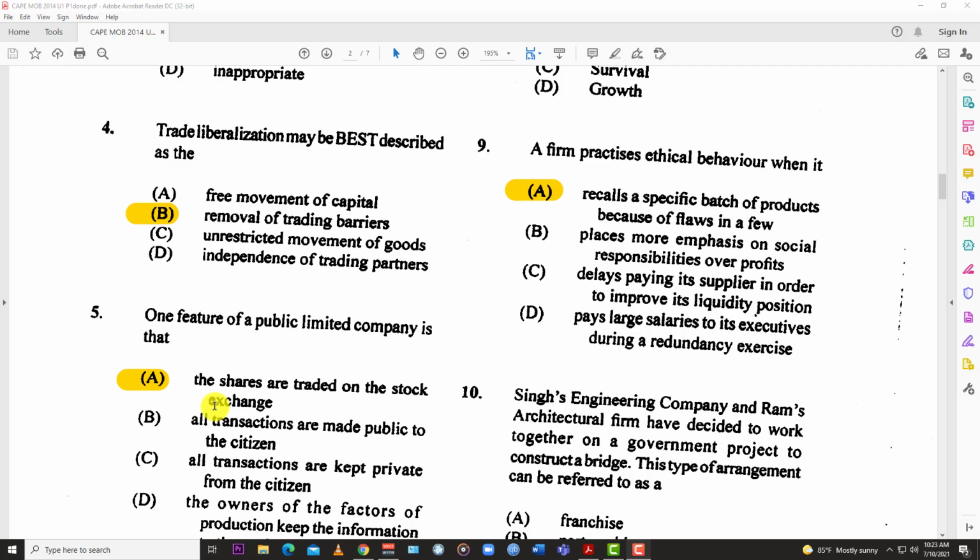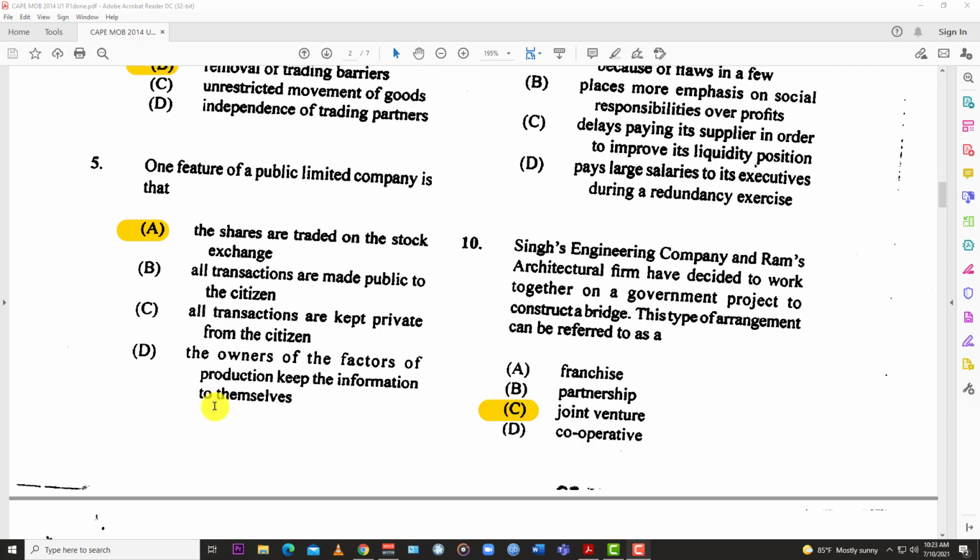Number 5, one feature of a public limited company is that, A, the shares are traded on the stock exchange. That's one advantage that the public limited company has over many other forms of business, the sole trader, the partnership, and even the private limited company. With the public company, you can trade stocks on the public stock exchange.